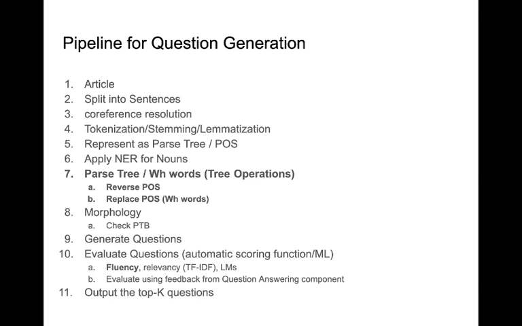We check if the morphology changes, we generate this question, and then we evaluate this question with both the feedback loop I talked about and fluency and relevancy with TF-IDF and LMs. Then we will output the top K questions.